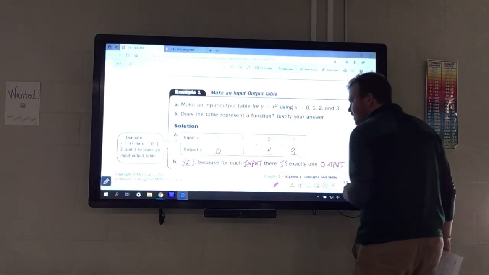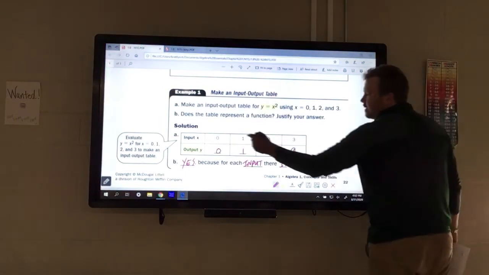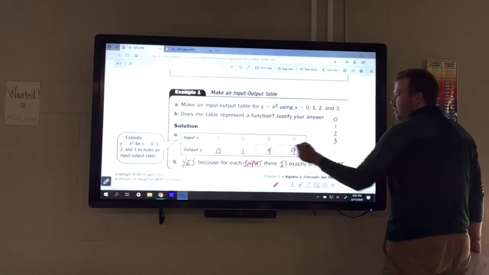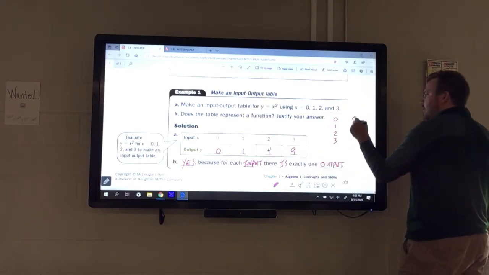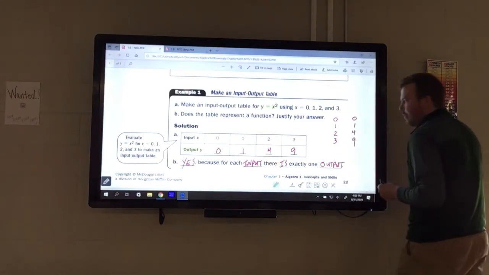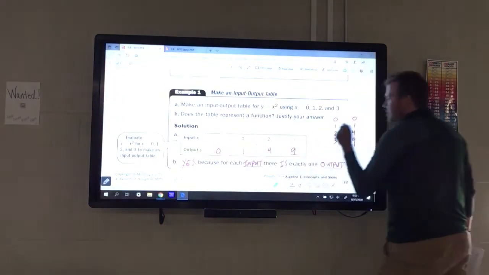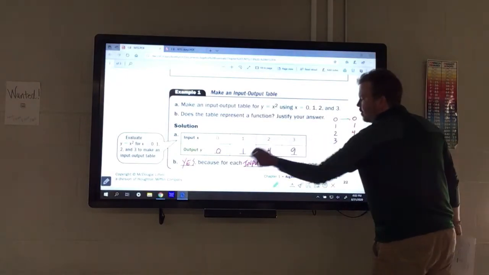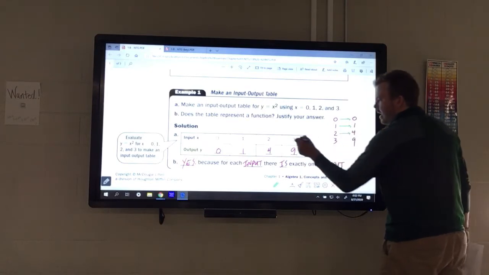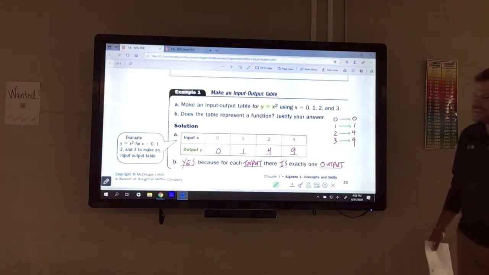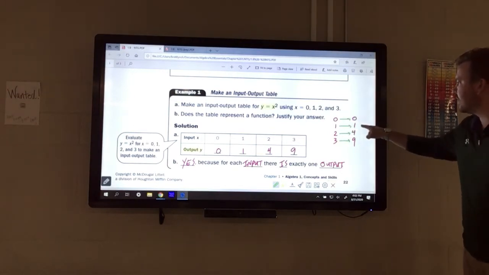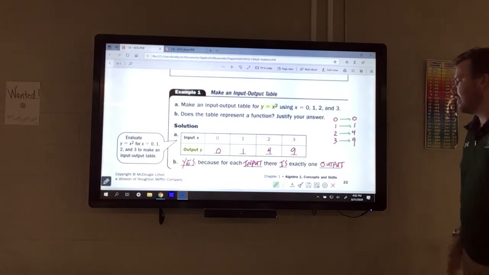Another useful way to do this is to list all the inputs, so in this case 0, 1, 2, and 3. Then list all the outputs, in this case 0, 1, 4, and 9. And then we map them. That's why I like to call them map it. So you look, 0 corresponds with 0. 1 corresponds with 1. 2 corresponds with 4. And 3 corresponds with 9. It's not necessary you do this, but this is just another way to picture it. As you can see, every input goes to exactly one output. Therefore, we have a function.